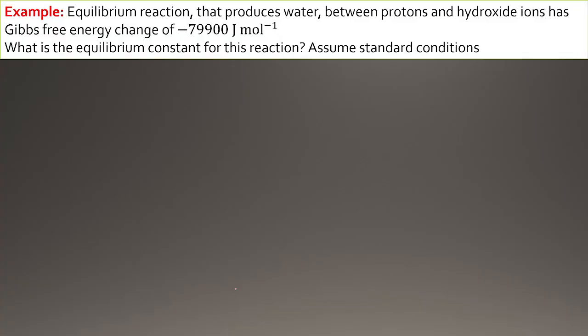Okay, let's see an example calculation. An equilibrium reaction that produces water between protons and hydroxide ions has a Gibbs free energy change of minus 79,900 joules per mole. What is the equilibrium constant for this reaction? Assume standard conditions. Maybe pause, maybe try to calculate this on your own first.